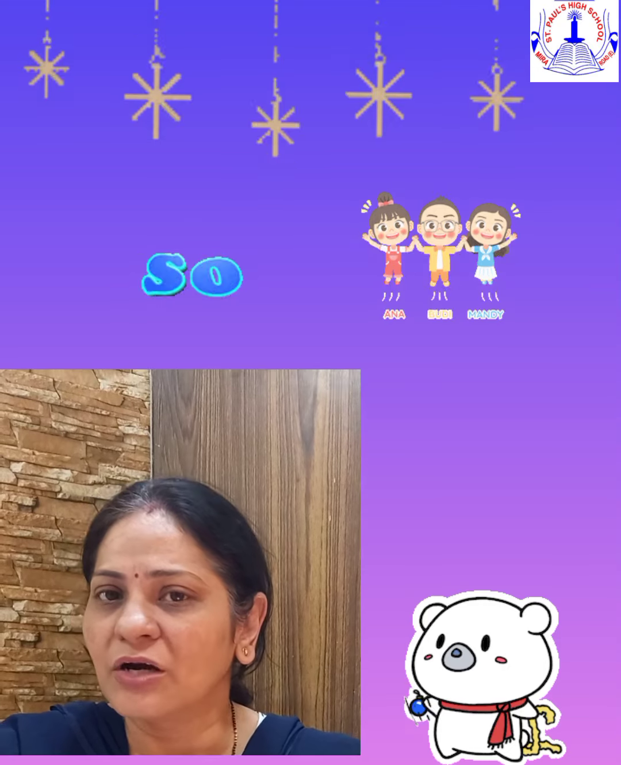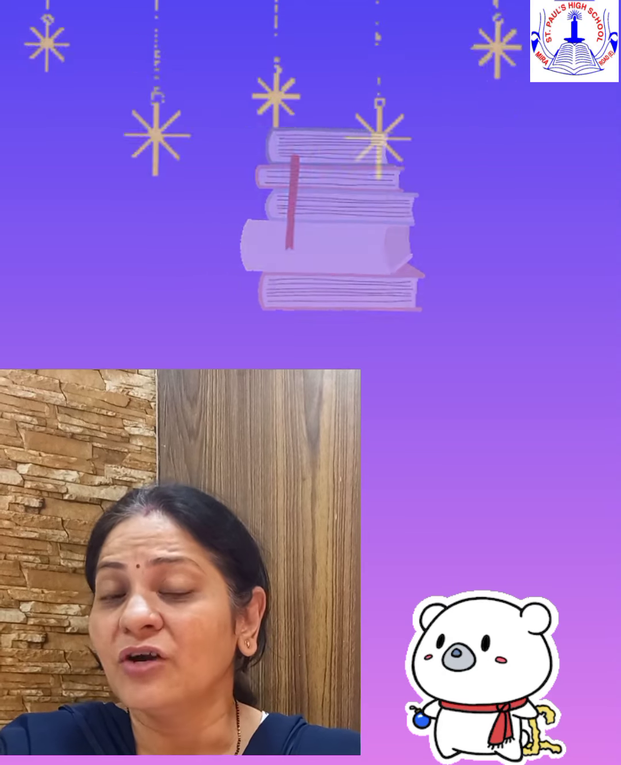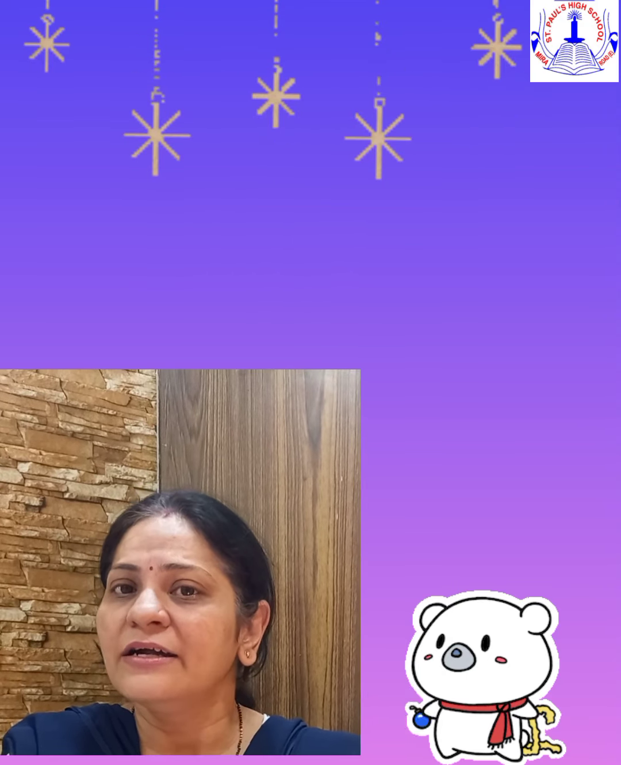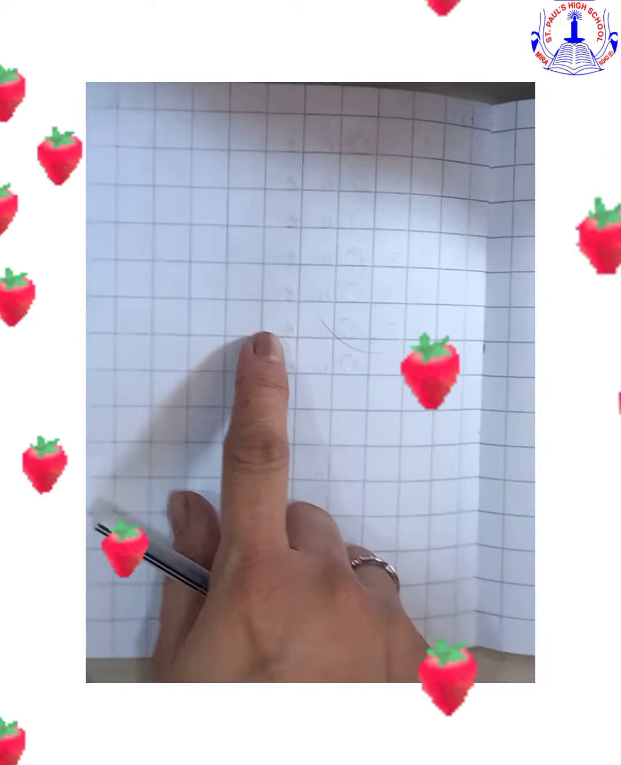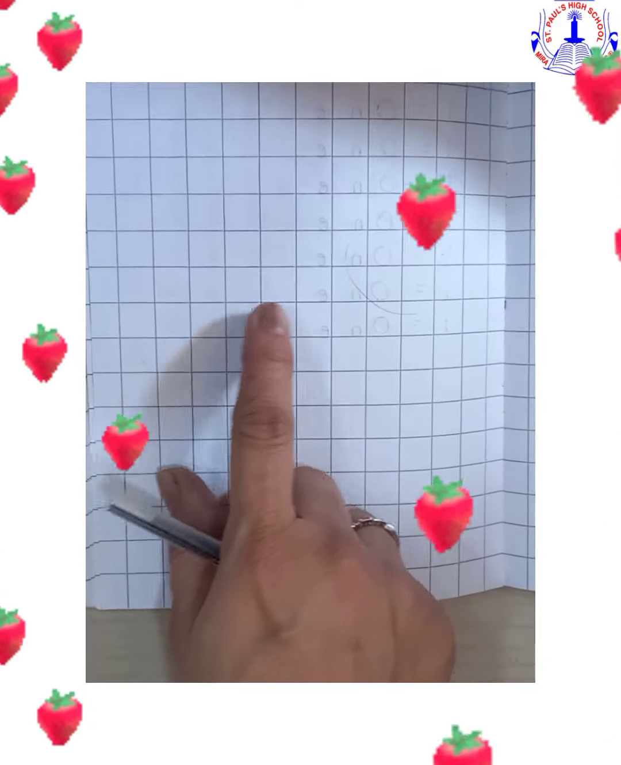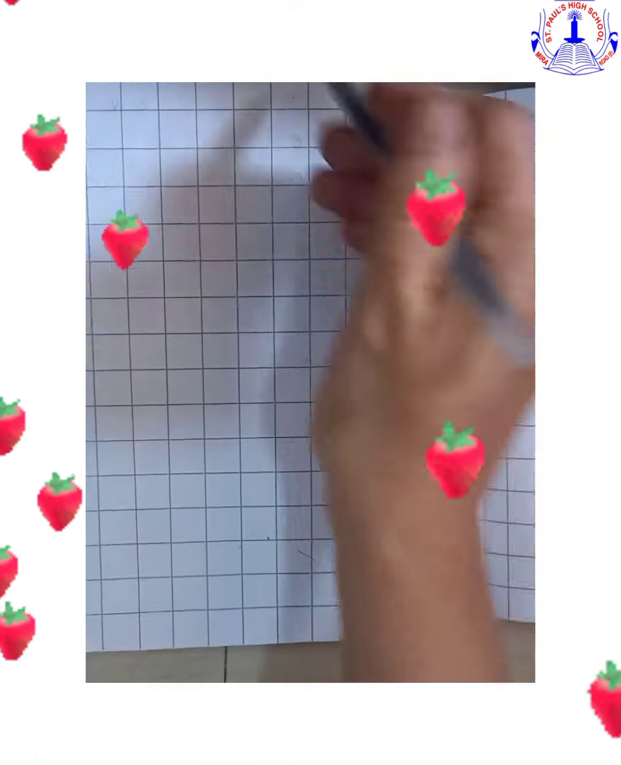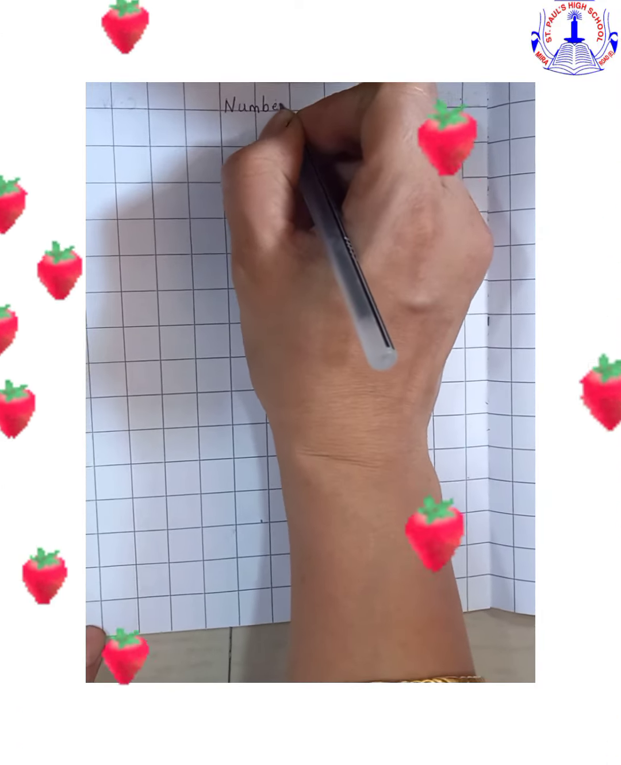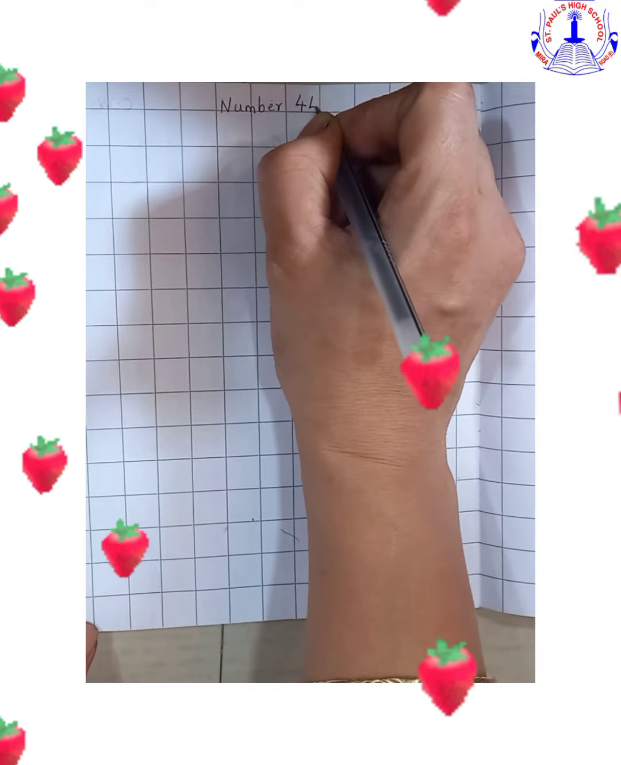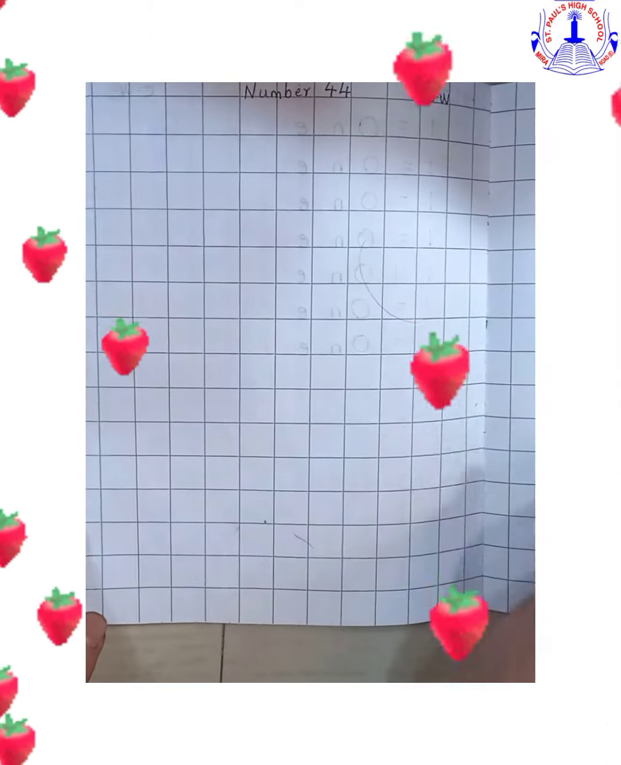Now come on, take out your maths book and open a fresh page. What is the first thing we do? We write the date. Be ready with your book and let's start writing. Today we are going to write number 44. First, as usual, write the date. Then on top write NUMBER 44. On the right hand side, write CW.